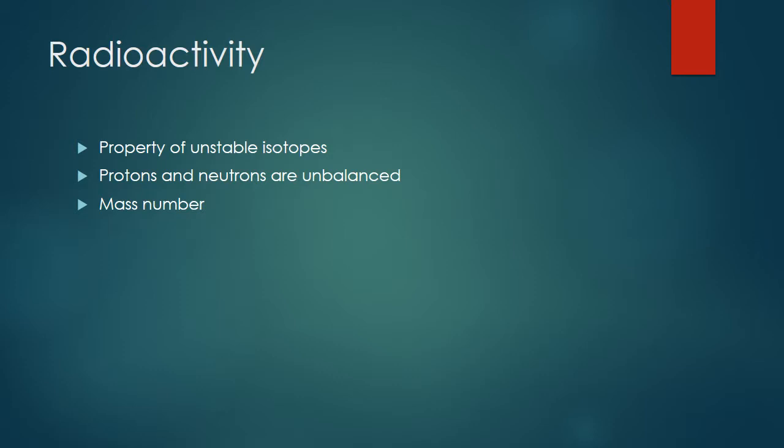Radioactivity. It is the property of certain unstable isotopes whose number of protons and neutrons are not in balance. It can involve the mass number, which is in the chemical table, the number at the top right.